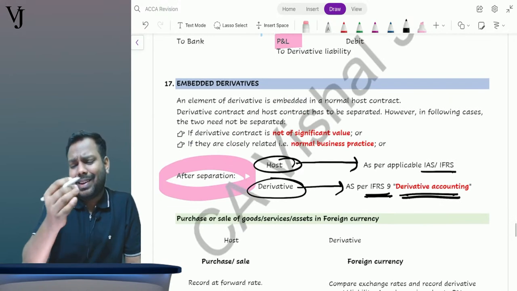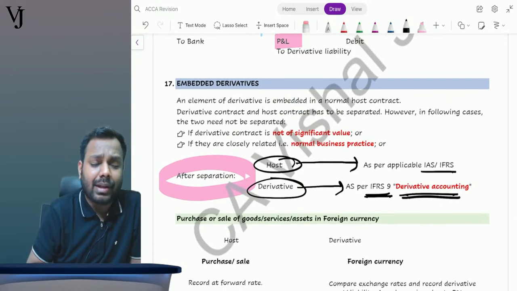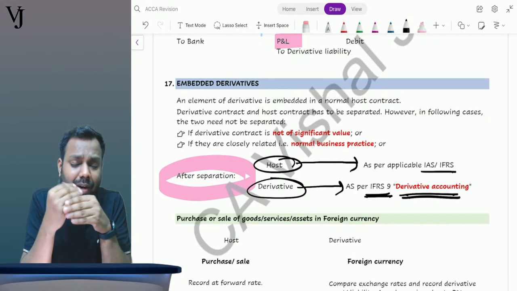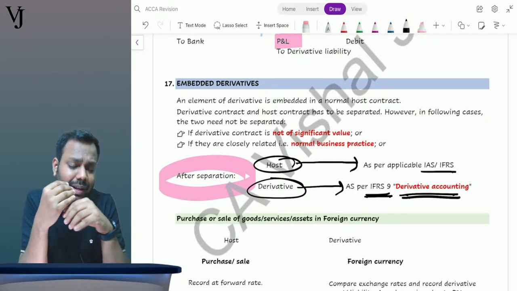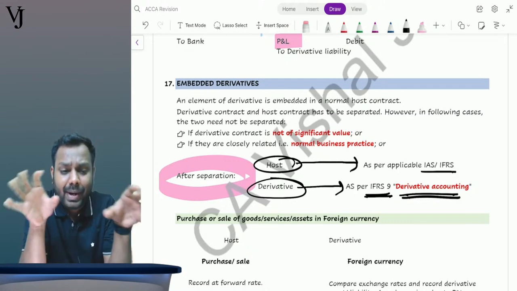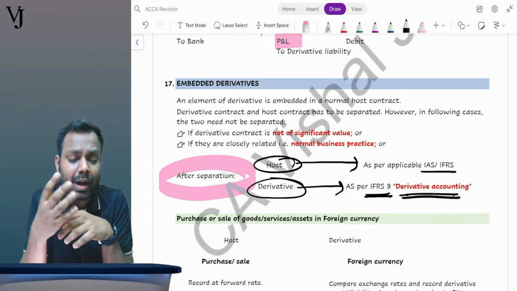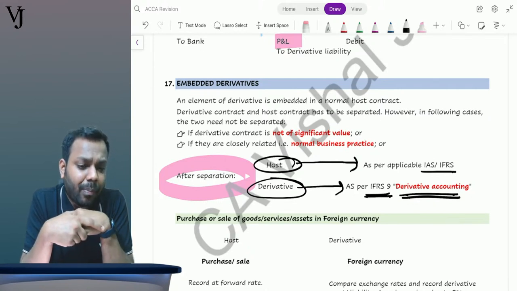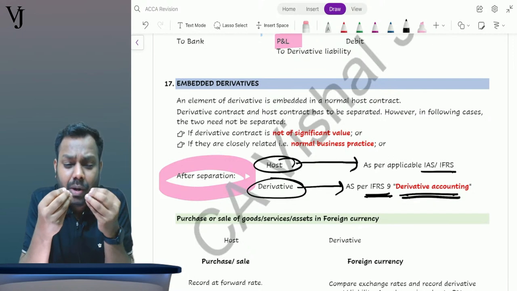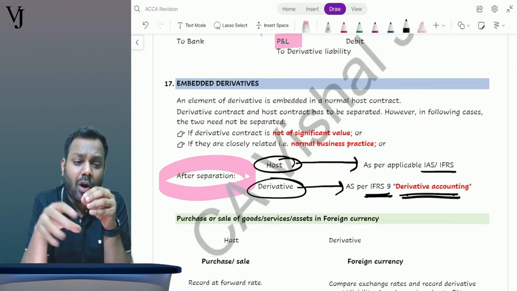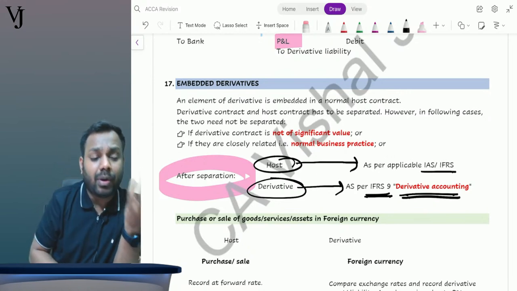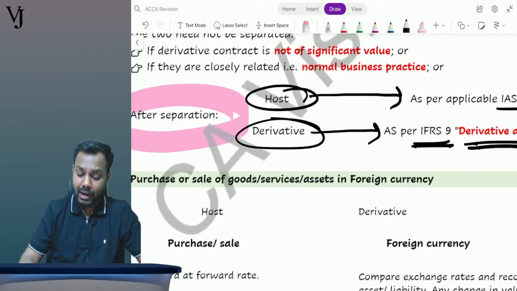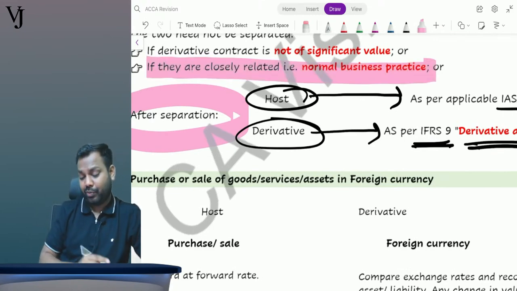But there are certain situations where we are not required to separate the host contract and derivative contract. In general situations, whenever we see that there is a derivative component embedded in the host contract, we separate it off. But there are some cases where the separation is not required. They are: if the derivative component is insignificant or immaterial. The standard says better not to segregate it, because the cost of segregating will be higher than the benefits from segregation. So do not separate it off. Next, if they are closely related in the normal business practice. What is the meaning of this one?